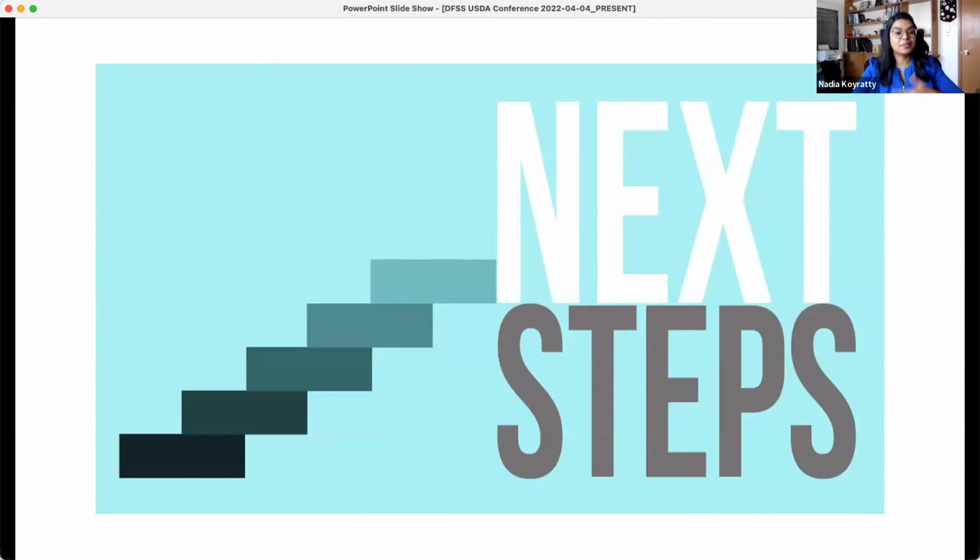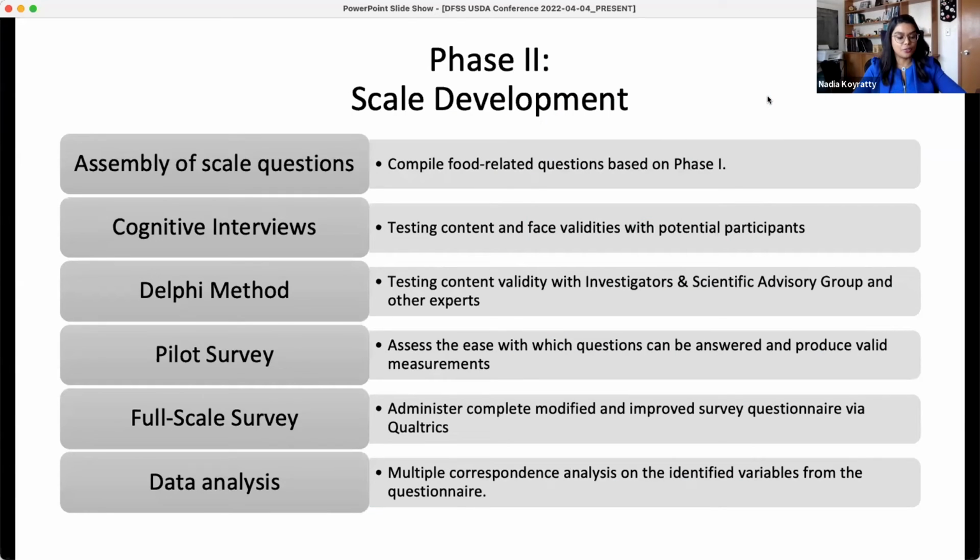As I have, and Dr. Clay has also previously mentioned, we are currently finishing up on phase 1. The next phases will include creating a list of questions for a survey, collecting data and analyzing that data, as well as testing dimensionality, validity, and reliability in phase 3.